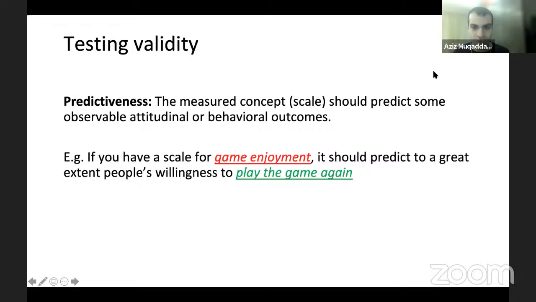Let me give you an example, right? So going back to this scale for game enjoyment.